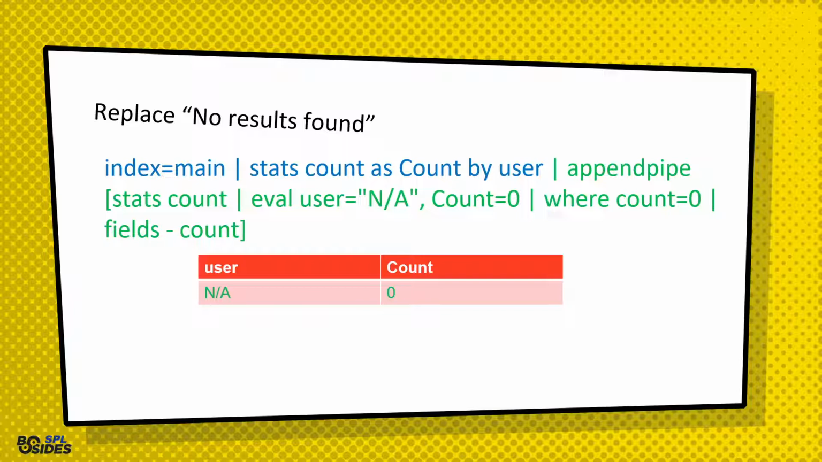Note how we use the as clause in the first stats command. This prevented a field name conflict between the main search and the sub-pipeline.